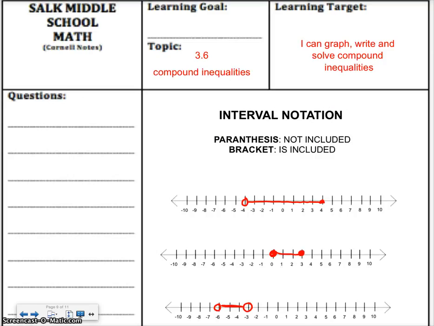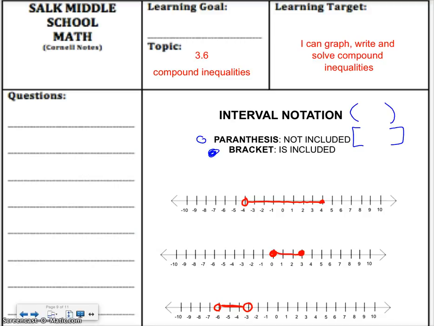Okay, so our next learning target is interval notation. Interval notation deals with parentheses and brackets. Okay, that's what we're going to be dealing with today. Parenthesis means it's not included. It would look like this, like an open circle. A bracket means that it is included. That's when it's colored in.